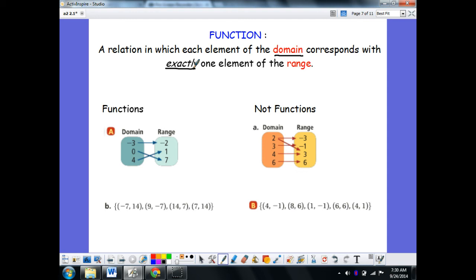range. For example, if we look at this one in A here, each element in the domain is mapped to only one element in the range, where in the second one, 2 is mapped to 2 different elements in the range, so therefore it is not a function. Same thing with the lists of ordered pairs. Each first coordinate, or x coordinate, is paired with just one y coordinate, where in the second one, we see that the 4 is paired with both -1 and 1. It is paired with more than one, so therefore that one is not a function.